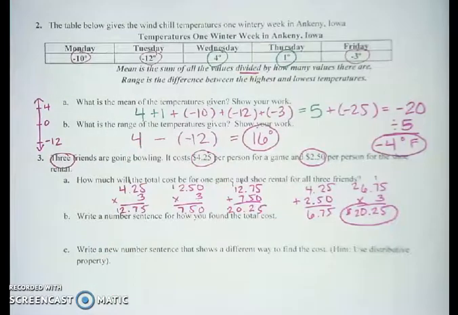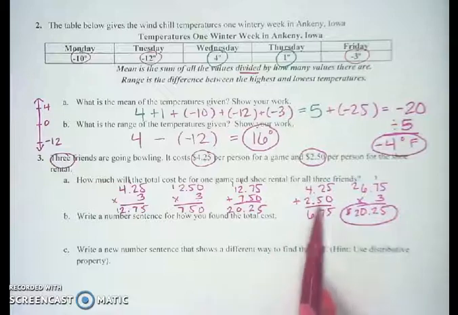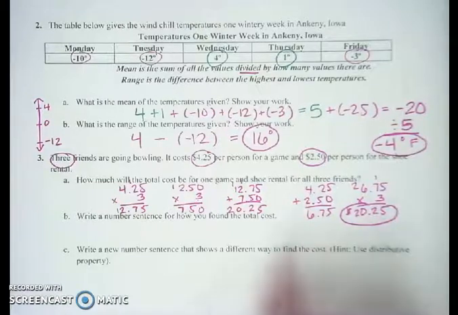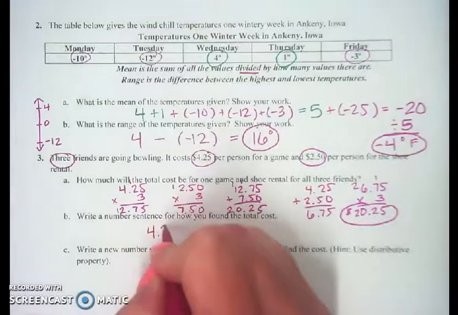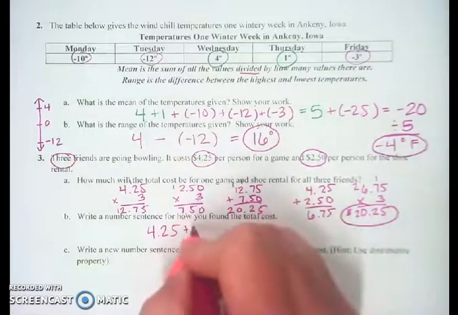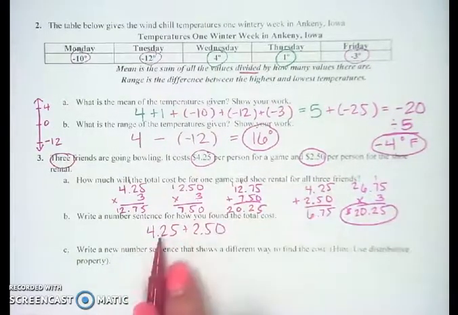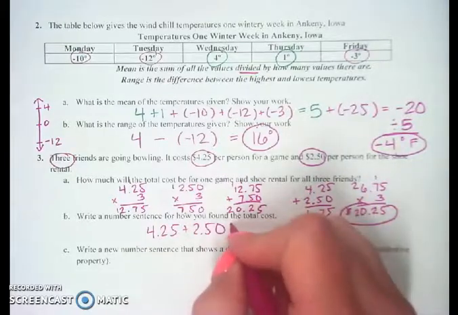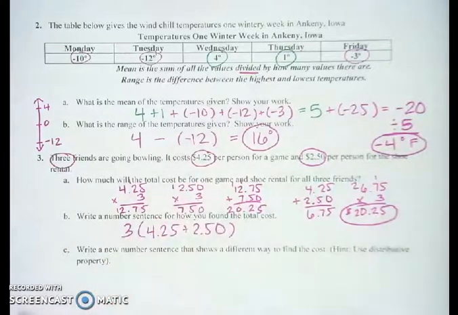You only have to write one way of how you solved it, but I do have to know both my number sentences. It does not matter which one you put in which blank for B and C. The order doesn't matter. So this time I'm going to actually start with that one that had the parentheses. In order to add first, 4.25 plus 2.50, I had a game and a shoes times my 3 people. It would look like that.